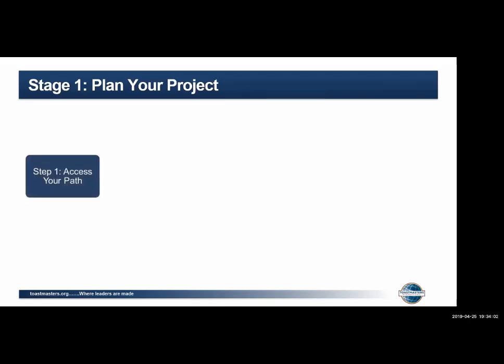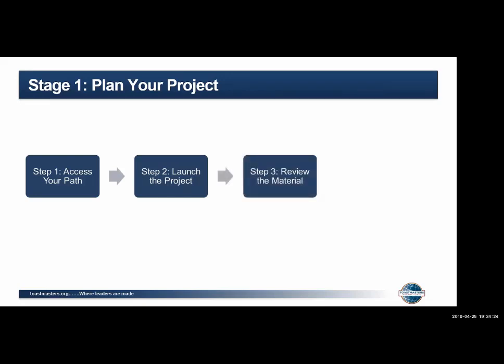So in stage 1, accessing your path is about getting into that main page to access your path first. Know which curriculum is active, and I'll be showing you what you should be looking out for because sometimes it is confusing. After you access your path, then you launch the project, and then you review the material. That is very important. You review the material so that you have a good understanding of where this material is coming from. What are the objectives? What are the things that I should be looking out for if I really want to benefit from this project?